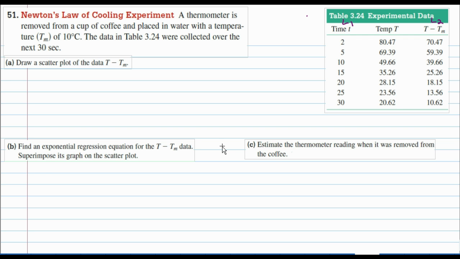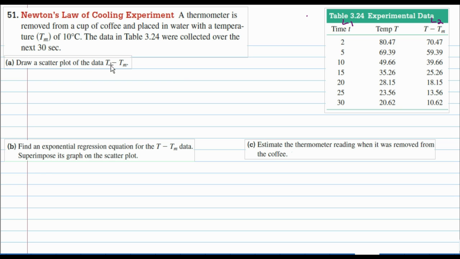So now try problem number 51. Now that we know how this whole setup works and how to coordinate Newton's law of cooling with our calculator, this should go a lot more smooth. Or smoothly? I don't know. A thermometer is removed from a cup of coffee, again, and placed in a water with a temperature of 10 degrees Celsius, so slightly warmer than the last time. The data in table 3.24 were collected over the next 30 seconds.